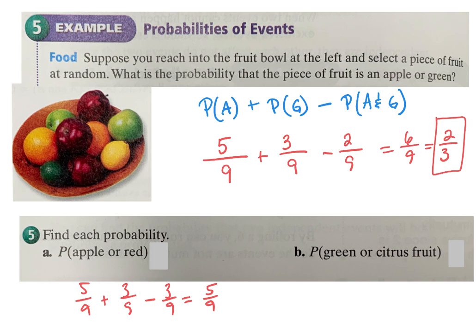All right? Green. How many green fruits do you have? 3 green fruits out of 9. How many citrus fruits do you have? 4 citrus fruits out of 9. How many crossovers that are green and citrus? 1. So you have 3 plus 4 minus 1. What do you get? 6 out of 9, which gives you 2/3. 66%.